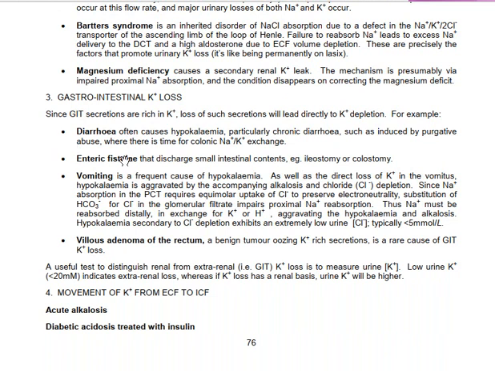In cases like enteric fistula, you can have hypokalemia. In cases like vomiting, hypokalemia. But in the case of vomiting, you lose both the potassium ion and hydrogen ion. So it's a hypokalemic alkalosis. And in the case of villous adenoma of the rectum, you have hypokalemia.